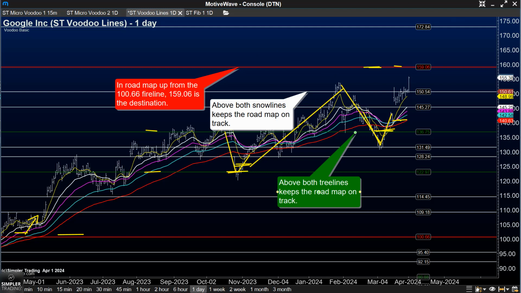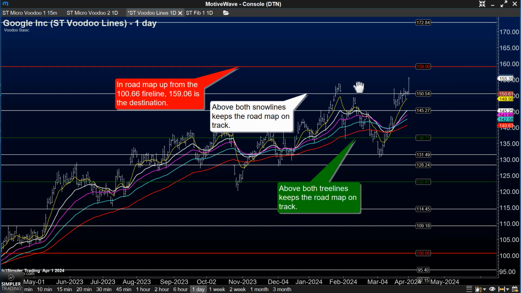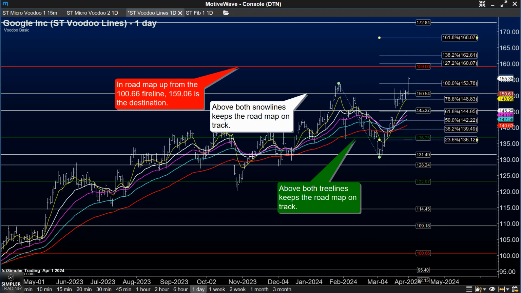But that's not the only reason I'm looking up towards the 159, 160 level. If we look at this last pullback that we had, starting earlier this year, and look at the move up proportional to it, this is just using Fibonacci external retracements. We can see the two levels that we usually look to. Target one up here at 127.2% of the preceding move down gets us to 160, and then target number two would be 161.8% of the first move down. That's all the way up at 168. But my focus is certainly drawn to this level because it does coincide with that fire line.